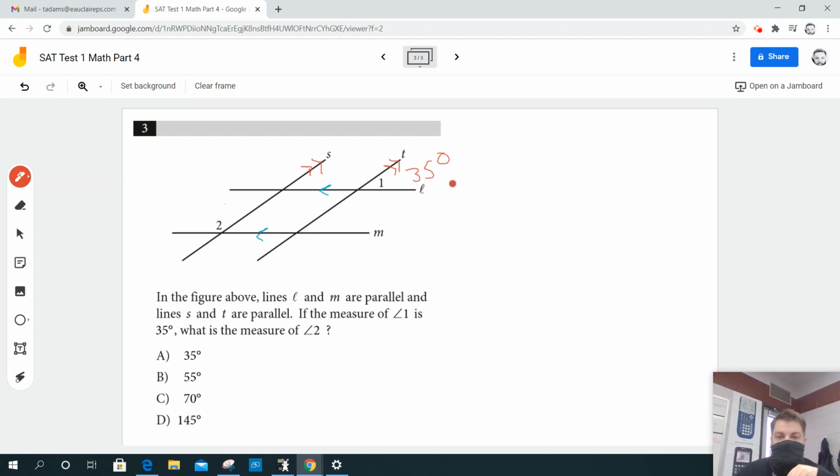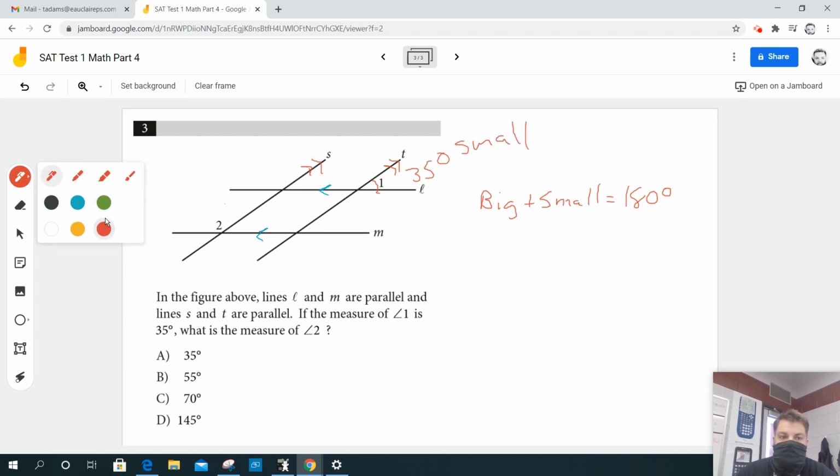Now remember, Mr. Adams shared, for those of you that I taught geometry, what did Mr. Adams used to say last year? What does a big plus a small equal on transversals? 180. Very funny. She said a medium. No, it equals 180. So what is this angle, angle 1? Is that a big or a small? That's a small. What is angle 2? That's a big one, right?